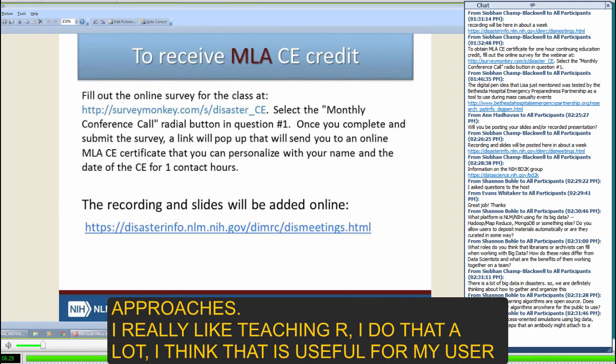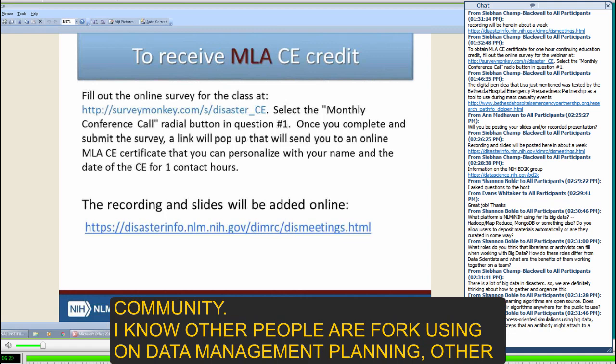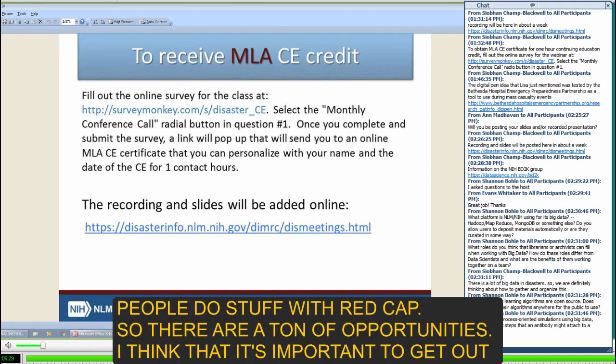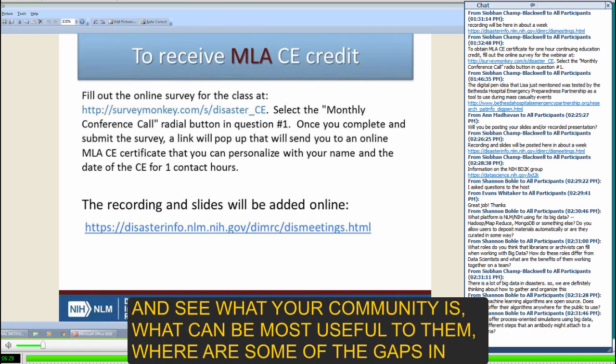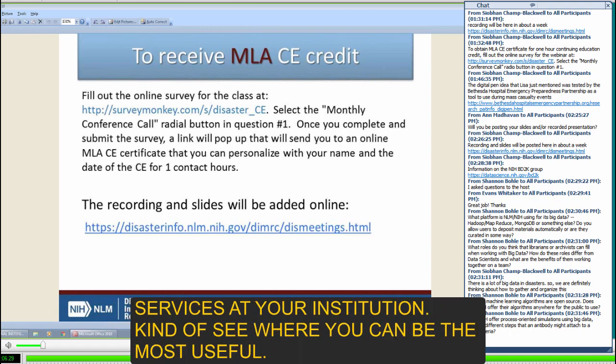So, I really like teaching R, and I do that a lot. And I think that's really useful for my user community. I know other people are focusing on things like more of the data management planning. Other people do stuff with REDCap. So there are a ton of opportunities, and I think that it's important to get out and see what your community is interested in, so what can be most useful to them, where are some of the gaps in services at your institution, and see where you can be the most useful.